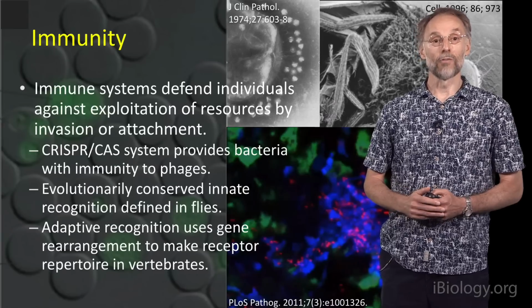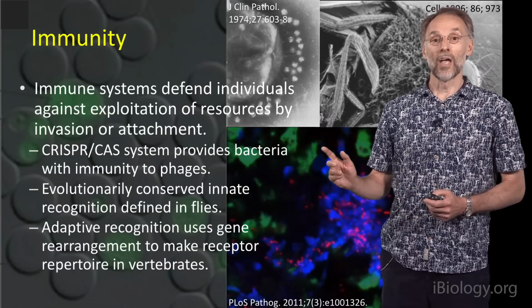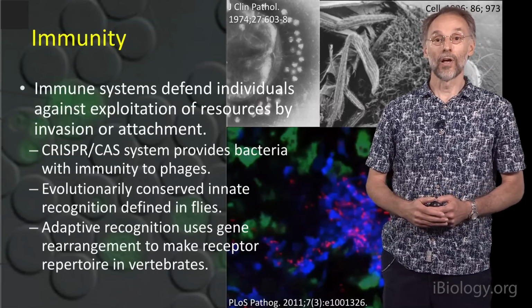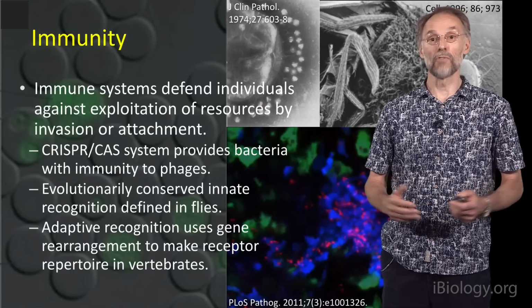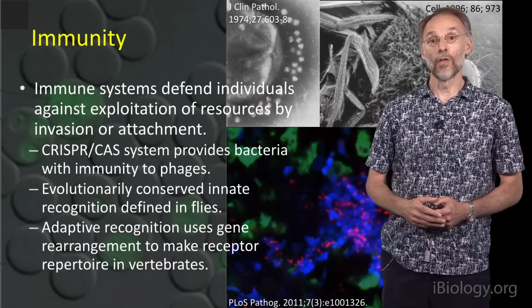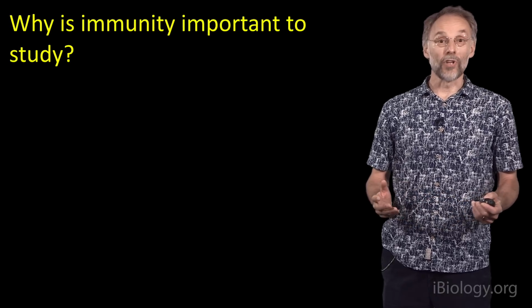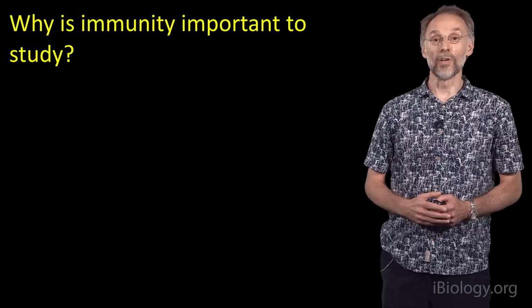Innate immunity deals with the evolutionarily conserved components, and adaptive immunity is something that was added in the vertebrates to defend against more advanced, more highly evolved pathogens that could evade innate immunity. So why is it important to study immunity?